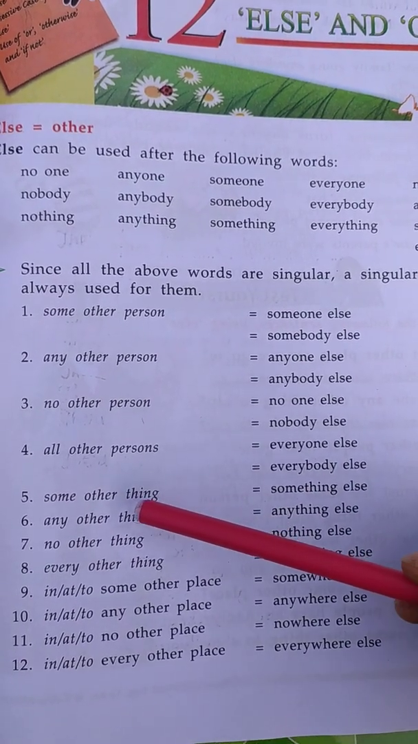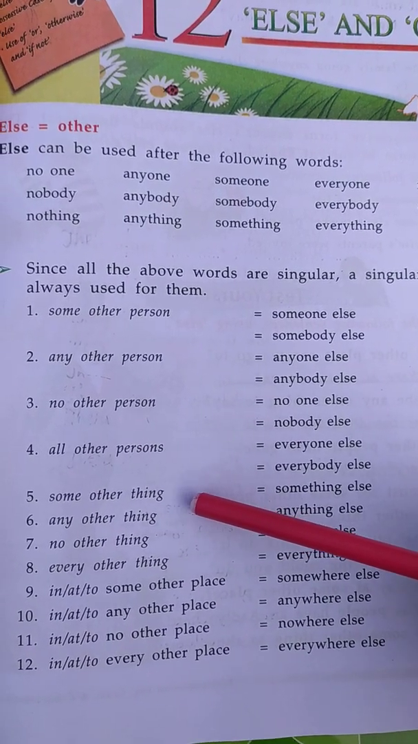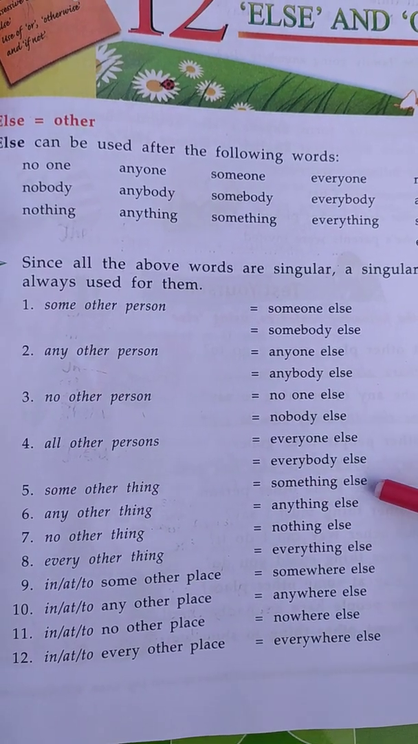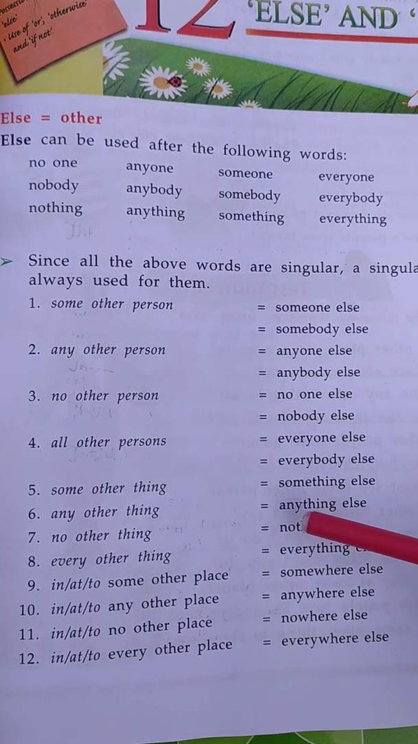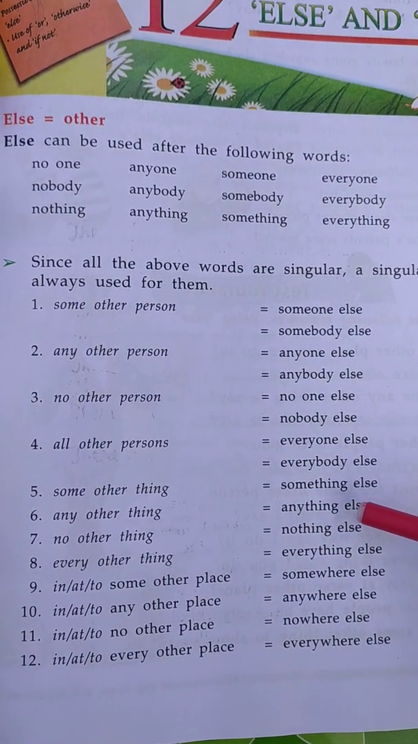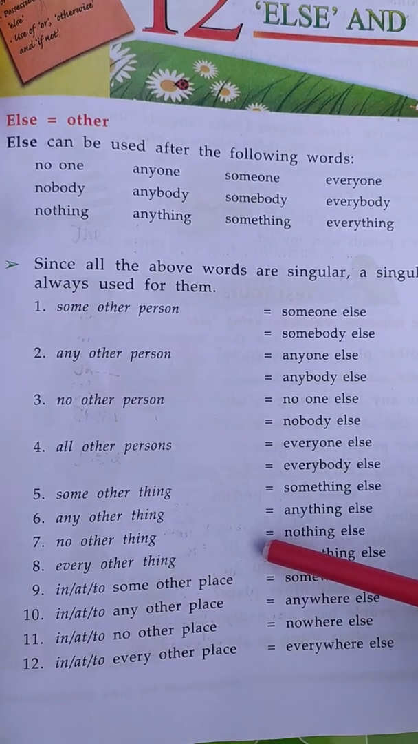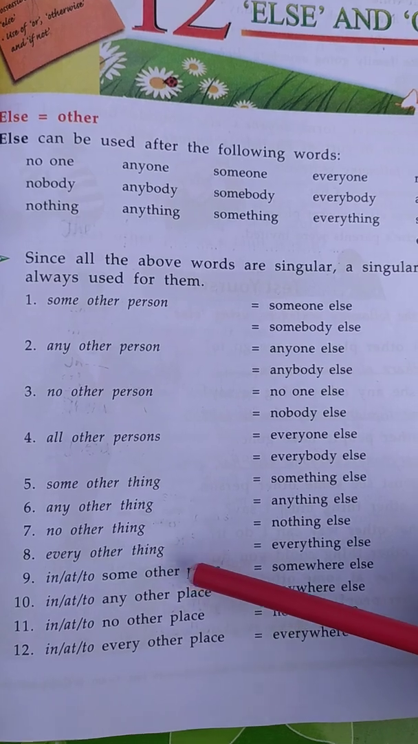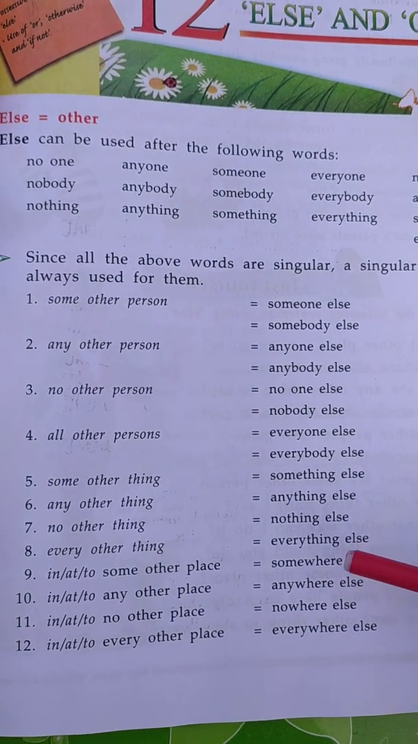Number 5, some other thing. We can tell this sentence by using else like this: something else. Number 6, any other thing is equal to anything else. Number 7, no other thing is equal to nothing else. Number 8, every other thing is equal to everything else.